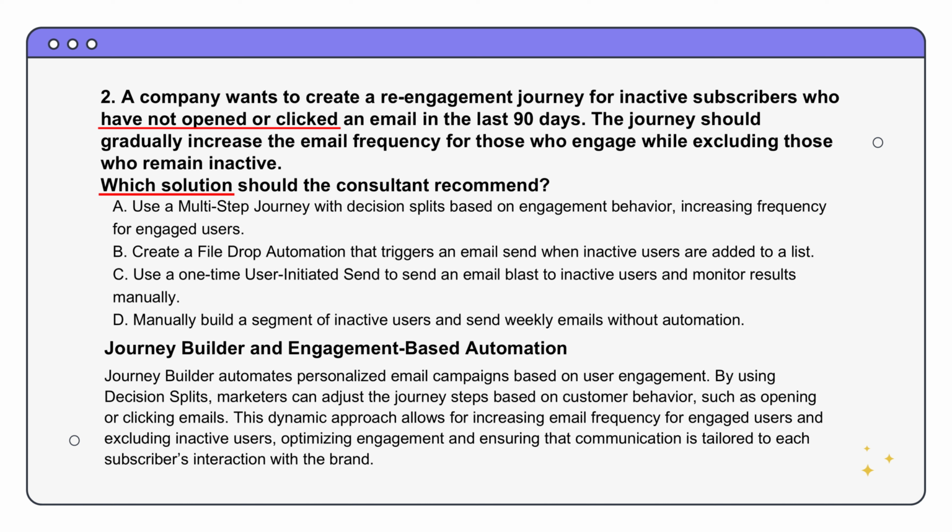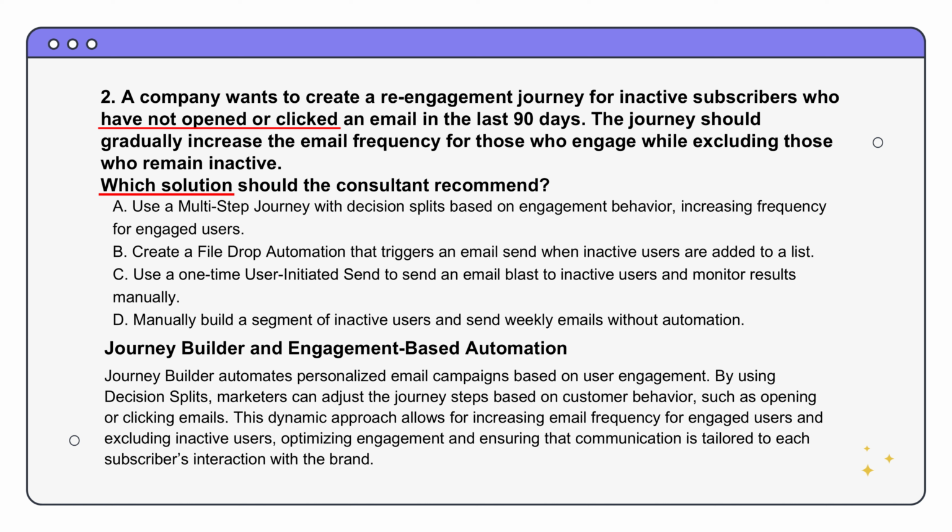A was to build a multi-step journey with decision splits based on engagement behavior. B suggested a file drop automation. C was a one-time email blast to everybody on that inactive list. And then D recommended manually segmenting the list and sending weekly emails. So again, 4 very different approaches.